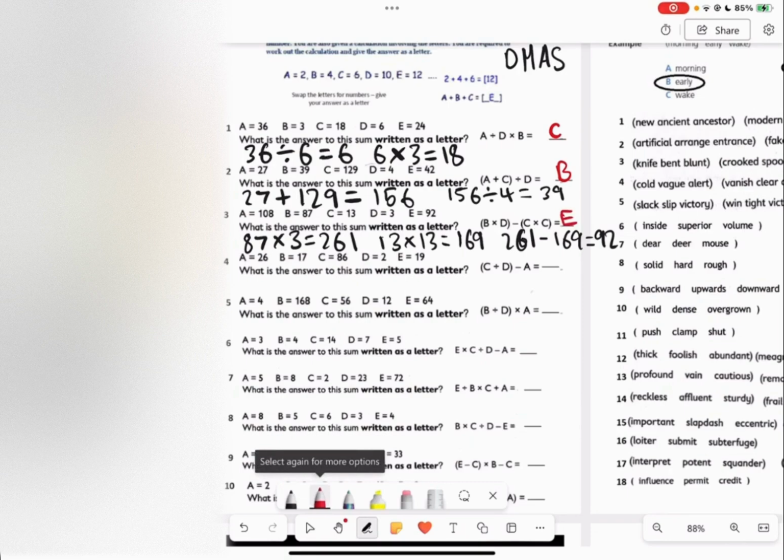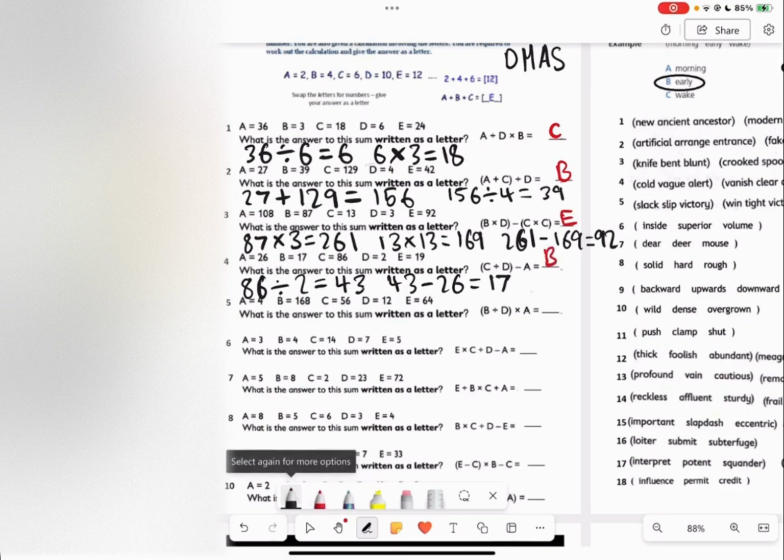Next is question 4. C divided by D minus A. So C is 86. And we divide this by D, which is 2. This equals 43. Then we do 43 minus A, so 43 minus 26. And that will be equal to 17. And that's our answer, B. So question 4 will be B.